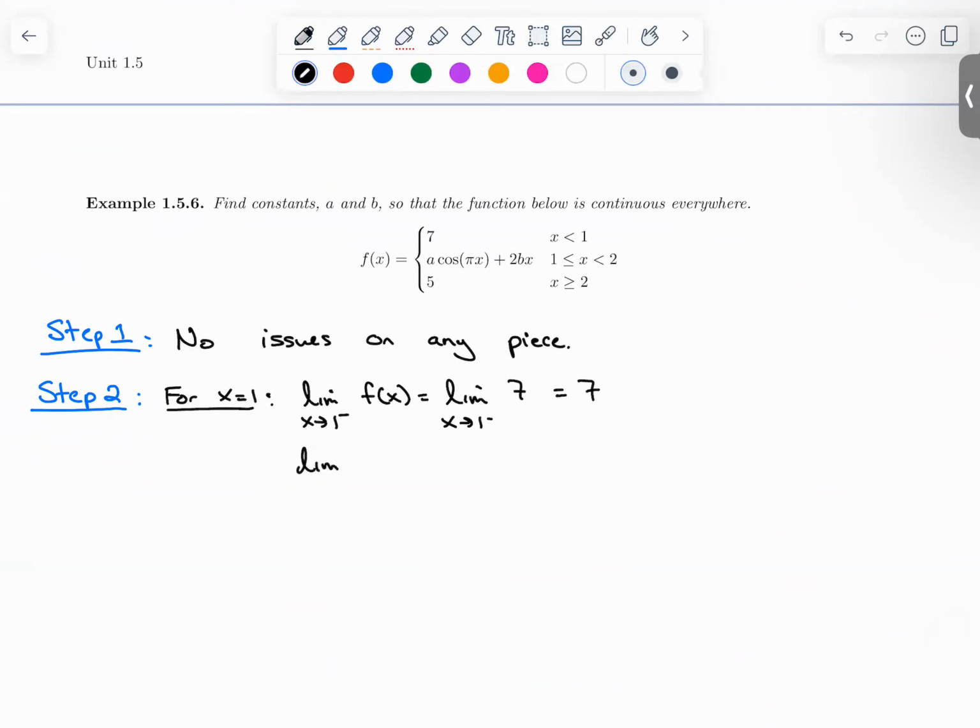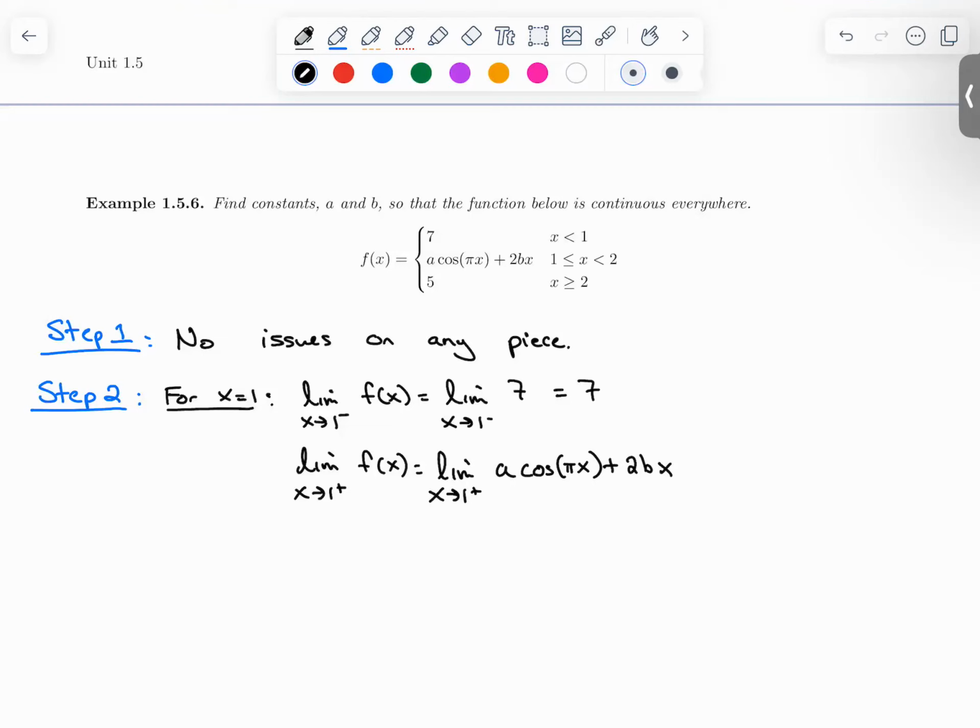of f of x. I'm just being very, very careful. I'm just showing every step. But once again, if you feel comfortable skipping a few steps, please be my guest. Limit as x approaches 1 from the right of a cosine of pi x plus 2bx.